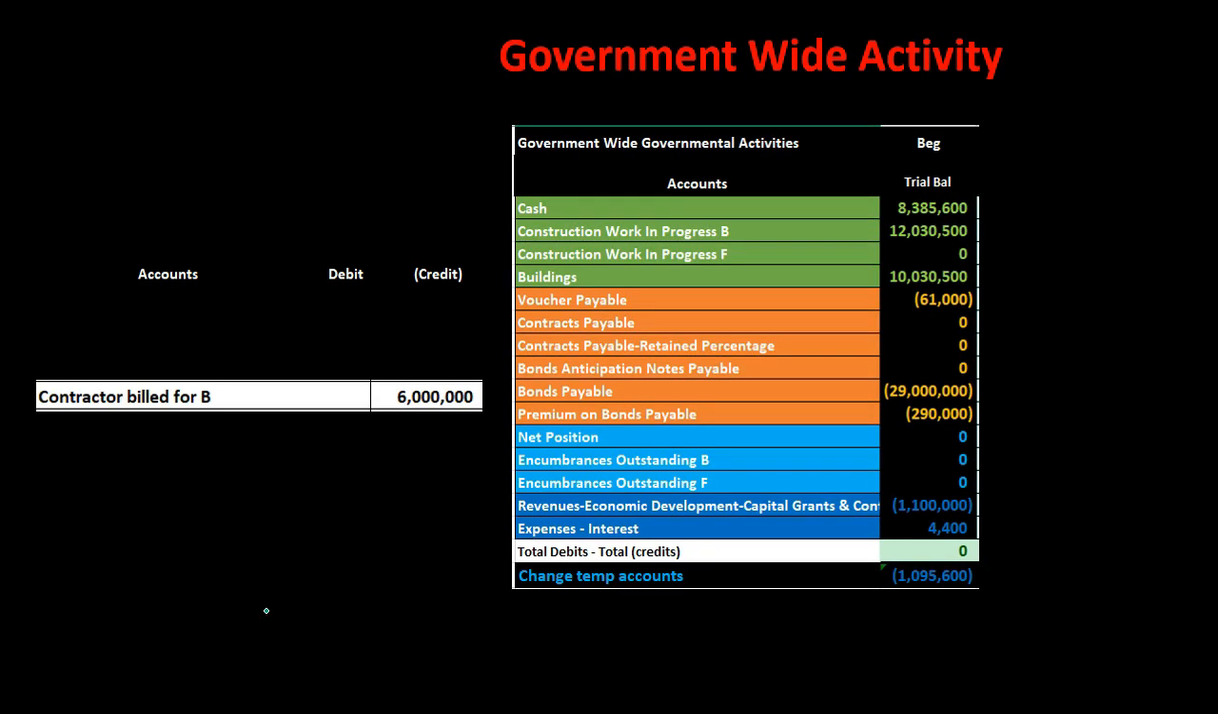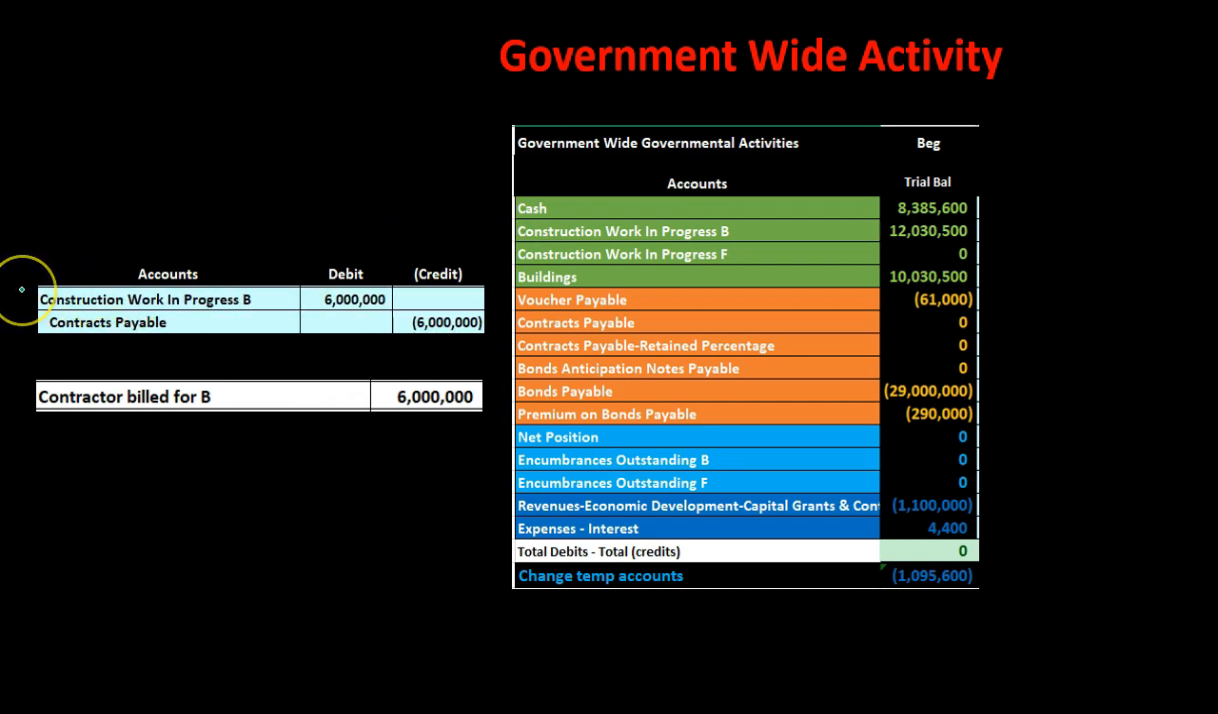Back to the government-wide activities. Now we have the contractor billed for B. So contractor bill for B. This is our second project that we have here. So we have the other project. We've got billing for the other project. Same type of transaction in the government-wide activities.